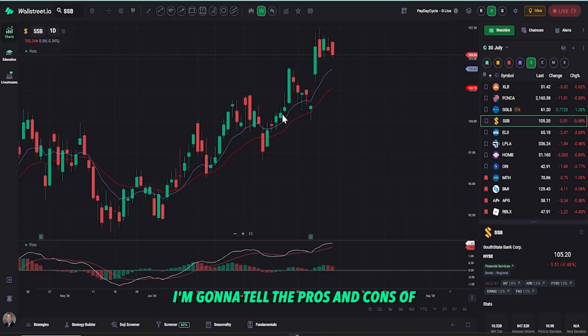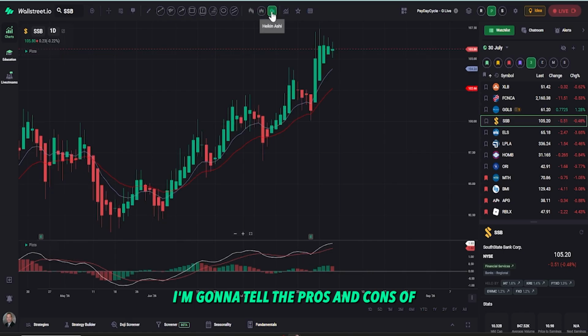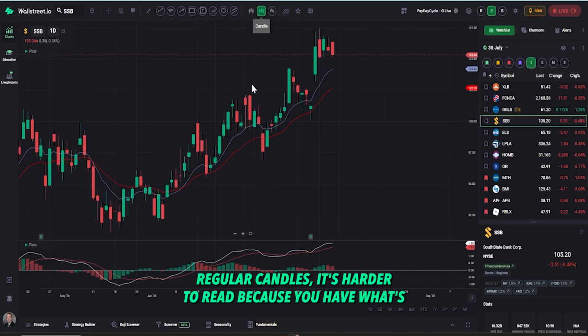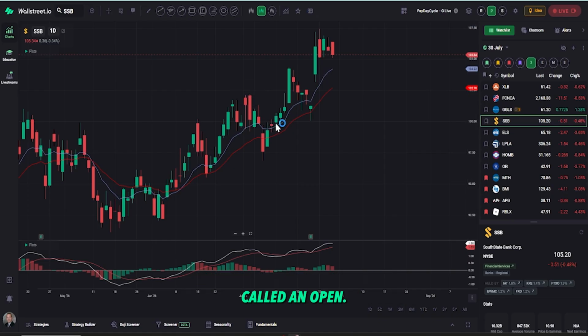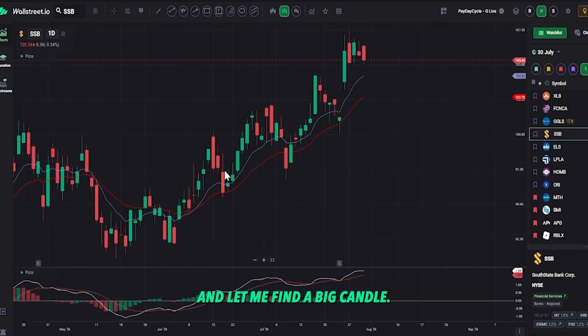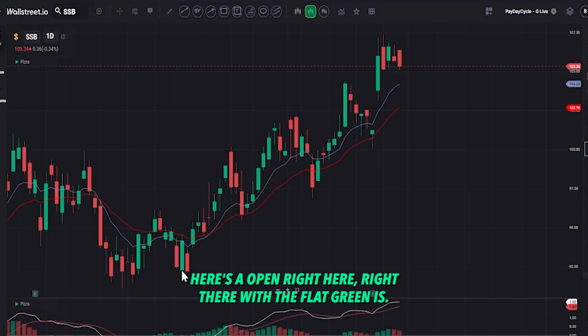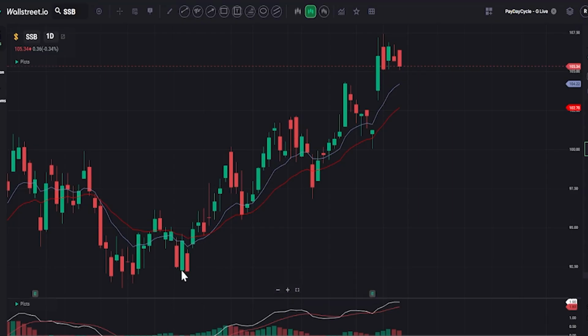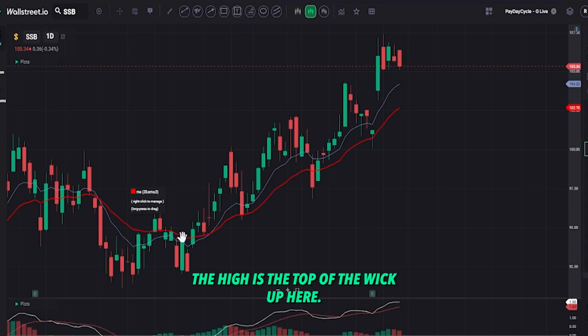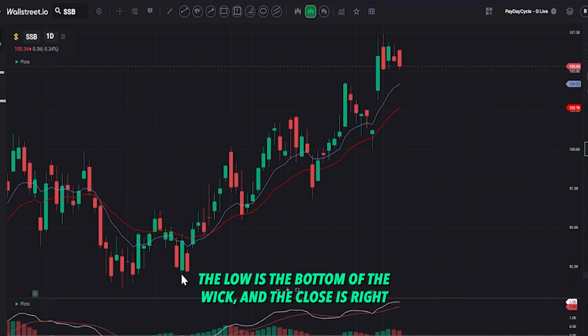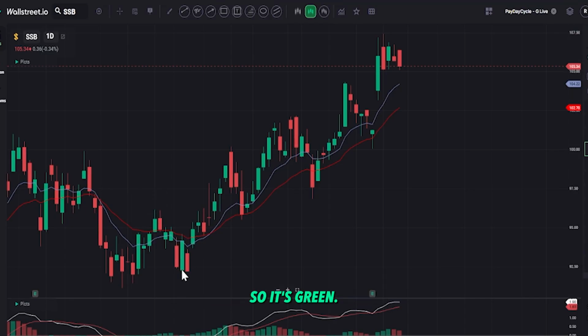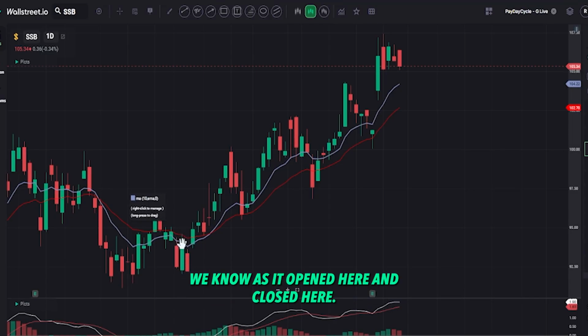I'm going to tell you the pros and cons of Heikin Ashi versus regular candles. It's harder to read because you have what's called an open. Let me find a big candle. Here's an open right there, where the flat green is. The high is the top of the wick up here. The low is the bottom of the wick. And the close is right there because it's green. So we know it opened here and closed here.